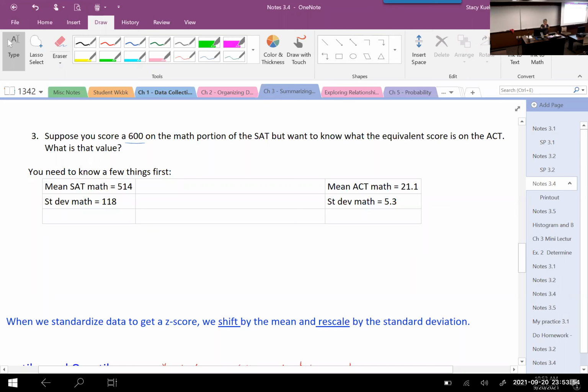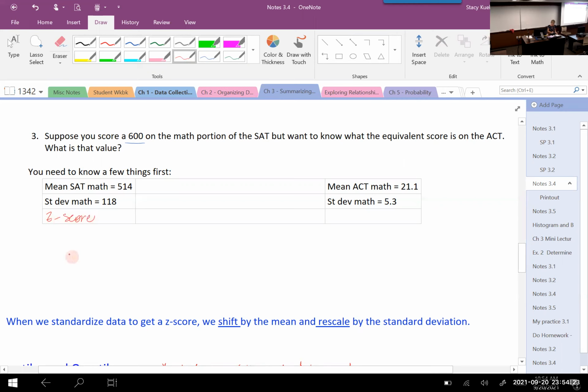Now, in order to figure out what that equivalent ACT value is, first I have to figure out what the z-score is. How many standard deviations is my SAT score away from the middle? Right, that's what I want to find. So to do that, we're going to calculate the z-score.